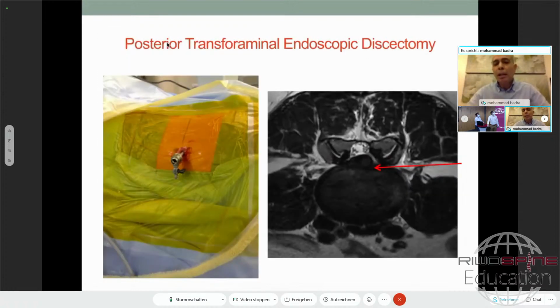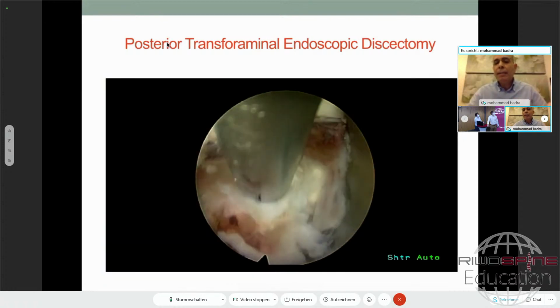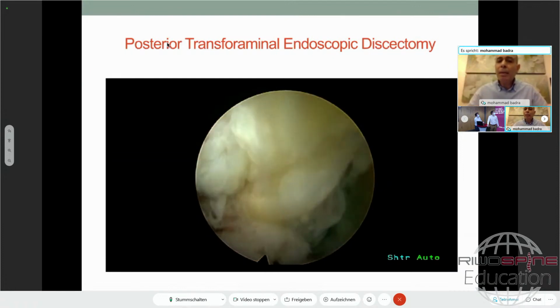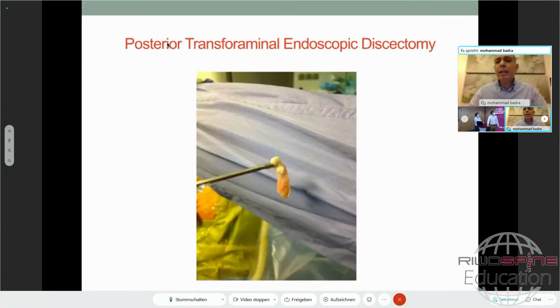Look at my working cannula here. It's almost parallel to the floor. I'm using here the extreme lateral approach in order to be able to get to the central aspect of the disc. And as I said, when you put your needle at the appropriate location, you will be able to remove the whole disc as one fragment, and the patient is cured in the same day.